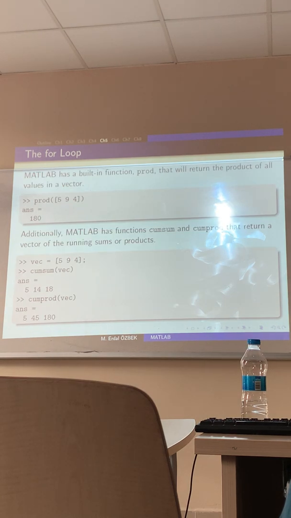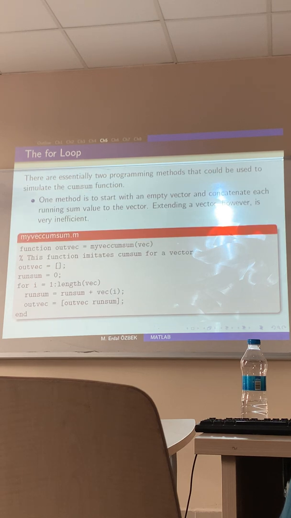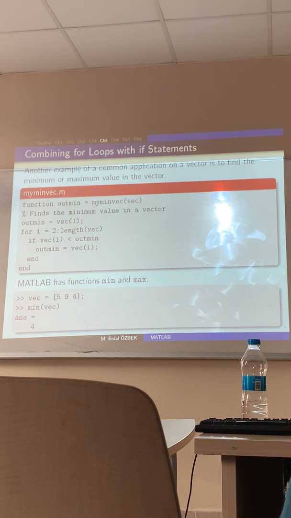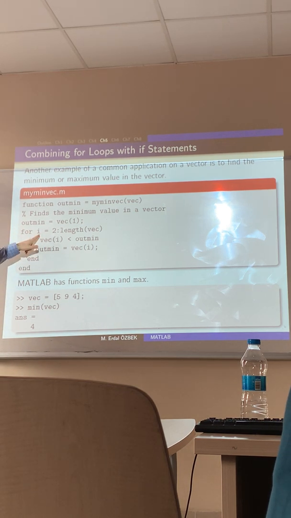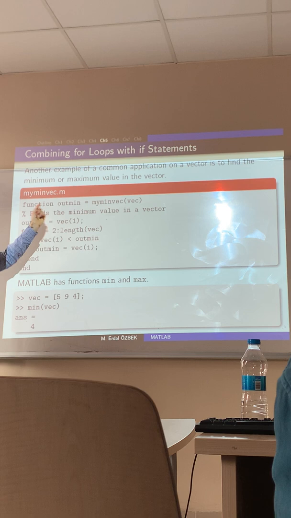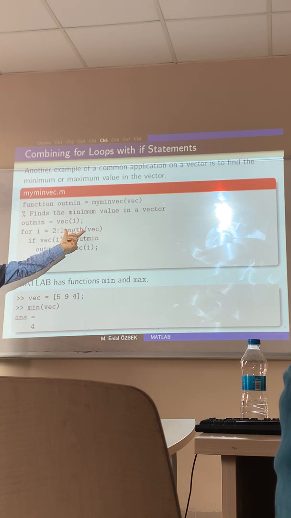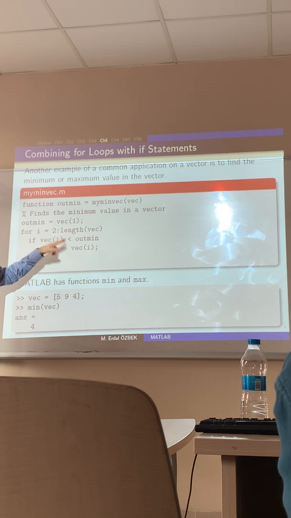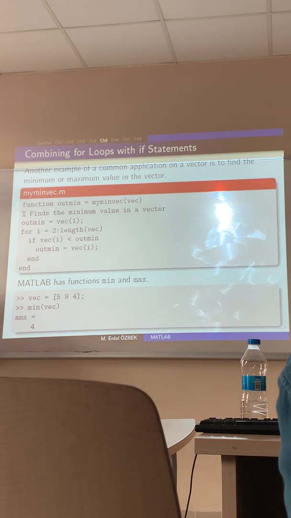You can combine this with if, okay? So we have some for loop beginning from 2 to the length of vec. So what is the vec? It is given in the vector, right? So I'll take the length of this. I'll take the first one out, and once they are less than this, I'll write it in the output and so on. Okay? So I can find the minimum of the function by using a for loop. Okay?